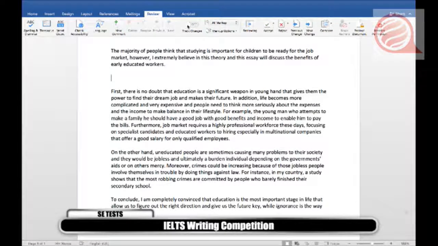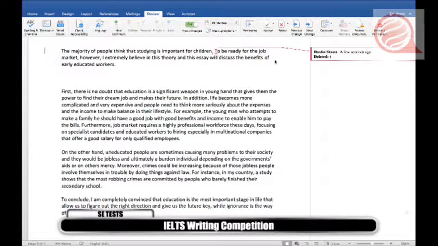Okay, so I'm just gonna turn on the review here. So it writes in red. So actually, the majority of people think that studying is important for children to be ready for the job market. So that's actually two ideas. The first idea ends: the majority of people think that studying is important for children. That's the first idea. Then we have a new idea: to be ready for the job market. However, I extremely believe in this theory, and this essay will discuss the benefits of early educated workers.